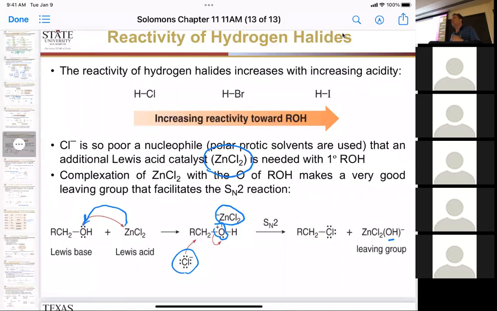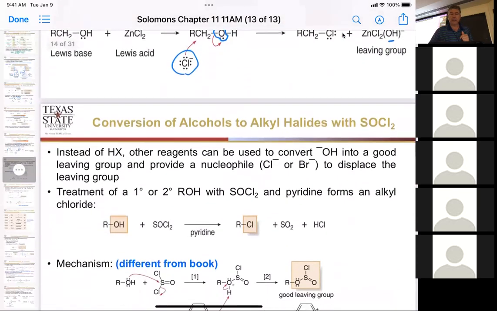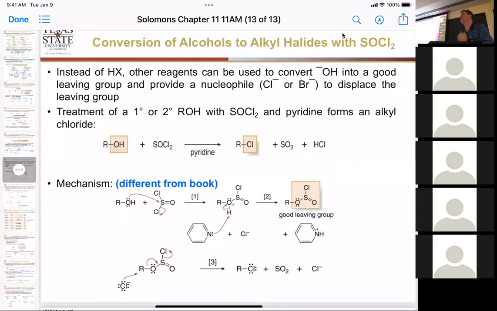Let's see. And so again, the zinc additive here was important to make it a better leaving group. So there's another way to make our OH a better leaving group, which is to turn it into a sulfonyl ester. In this case, we're going to use a reagent, SOCl2, which is called thionyl chloride. This works great in the presence of a base. It's usually pyridine, which is this little compound here.